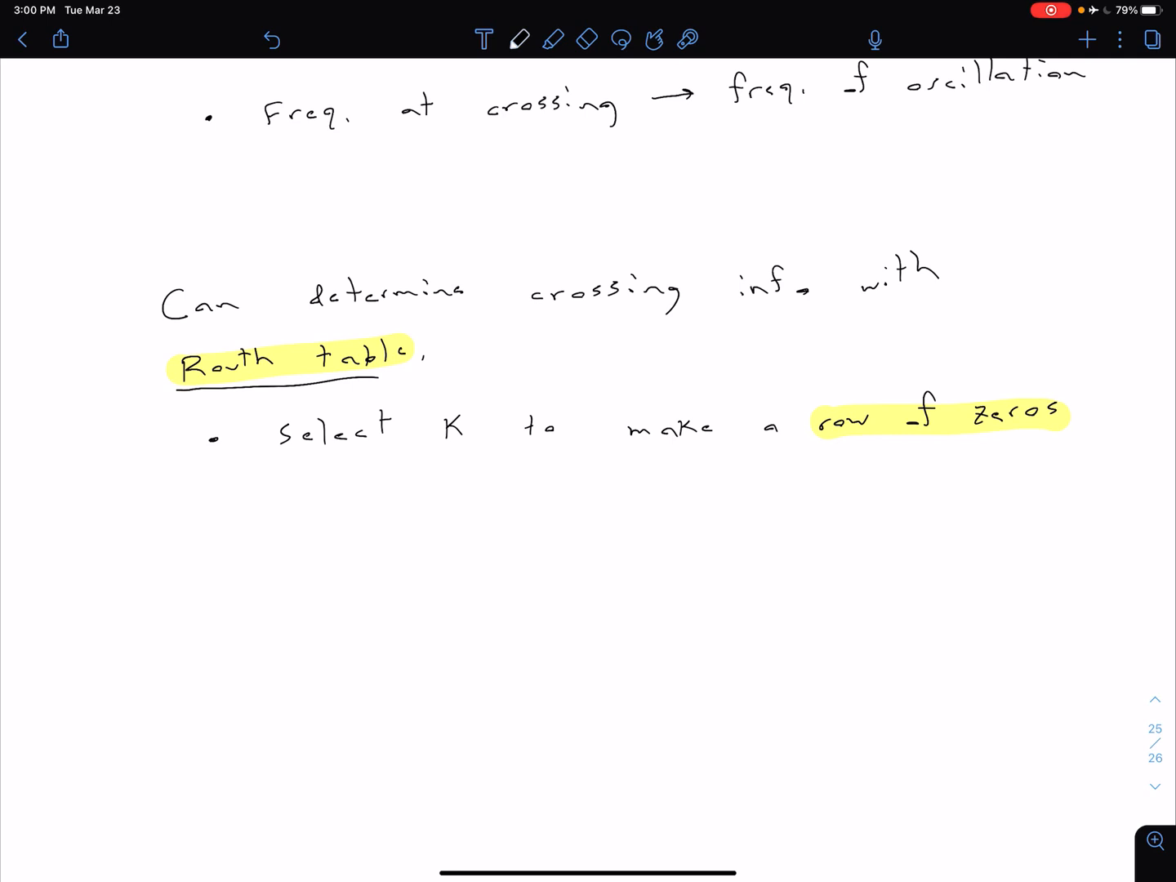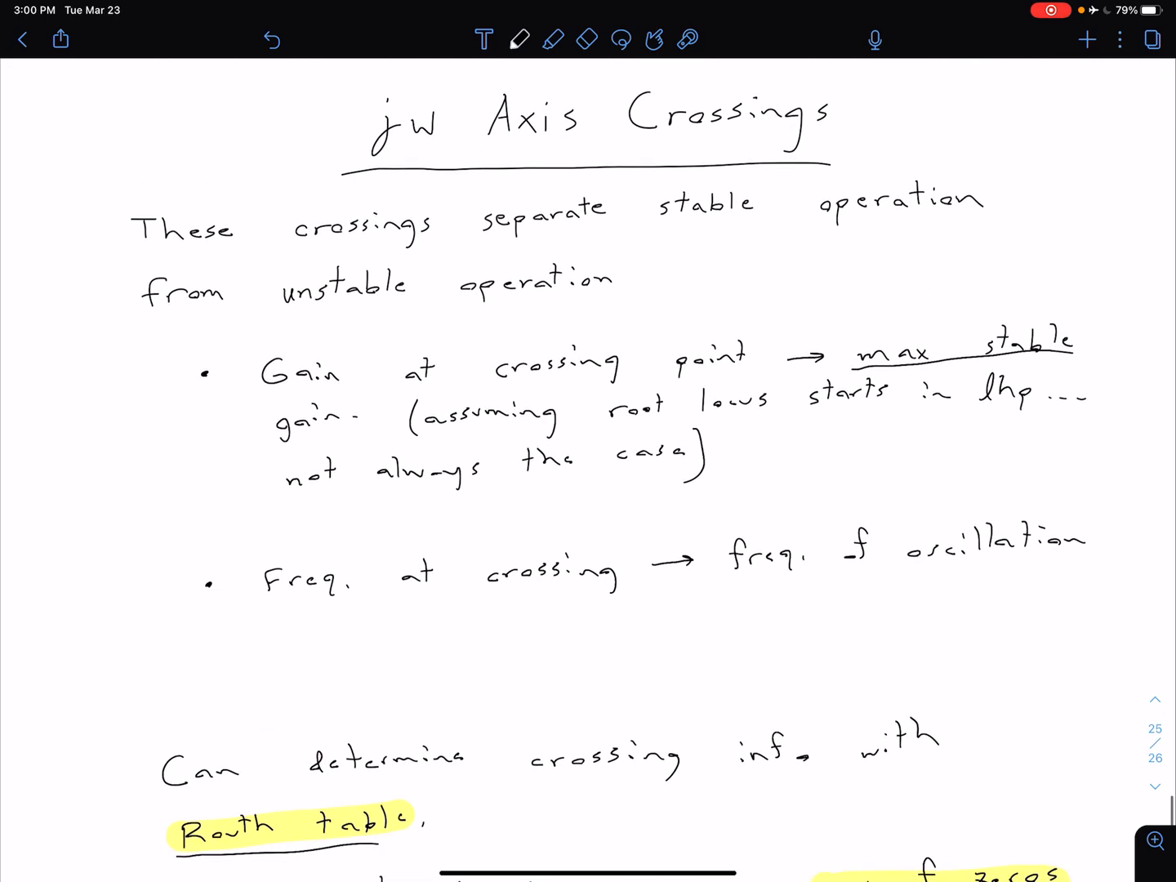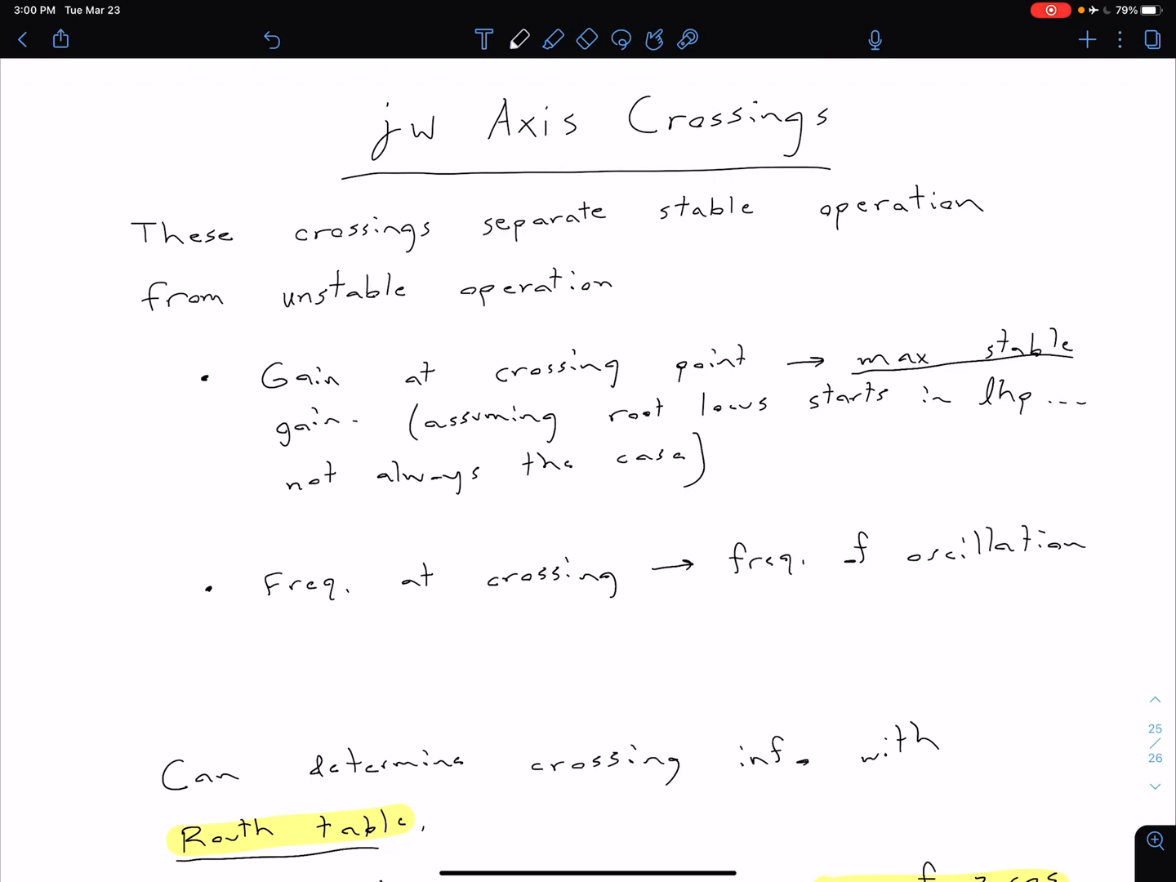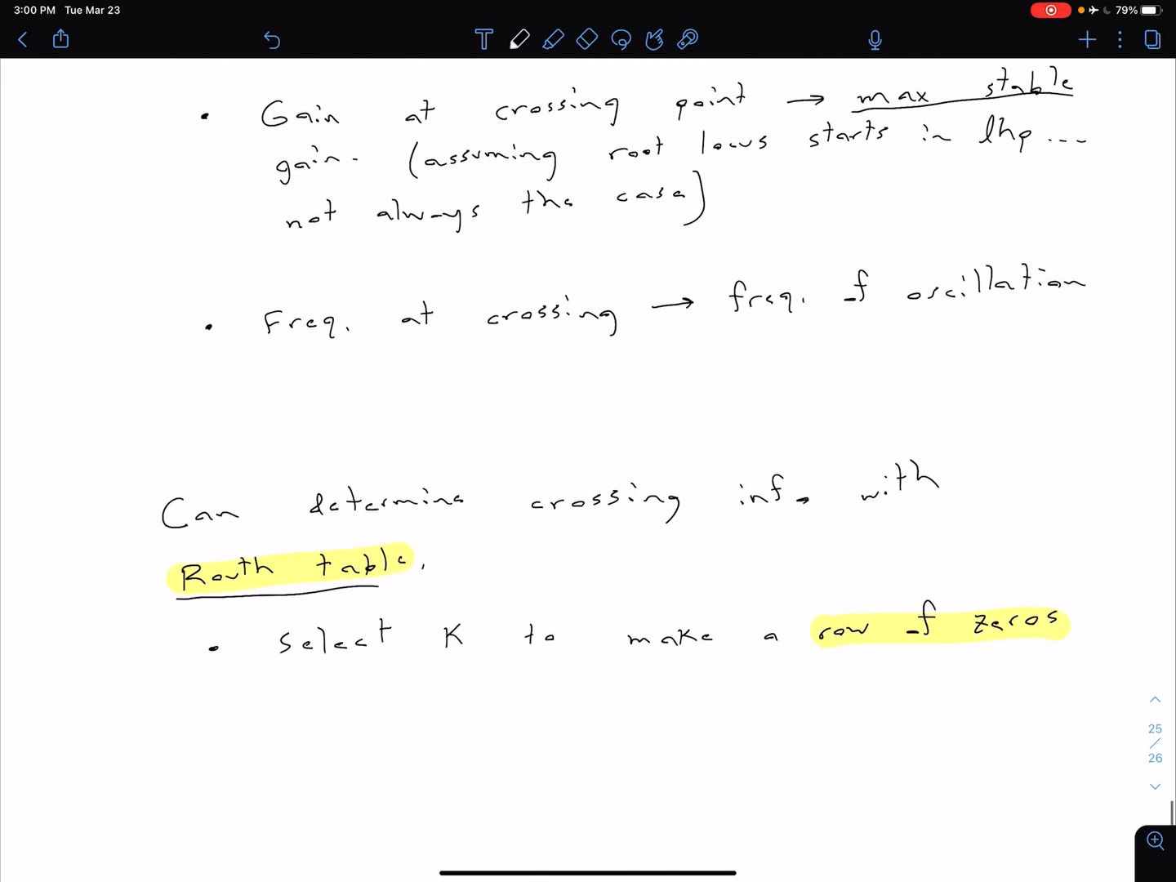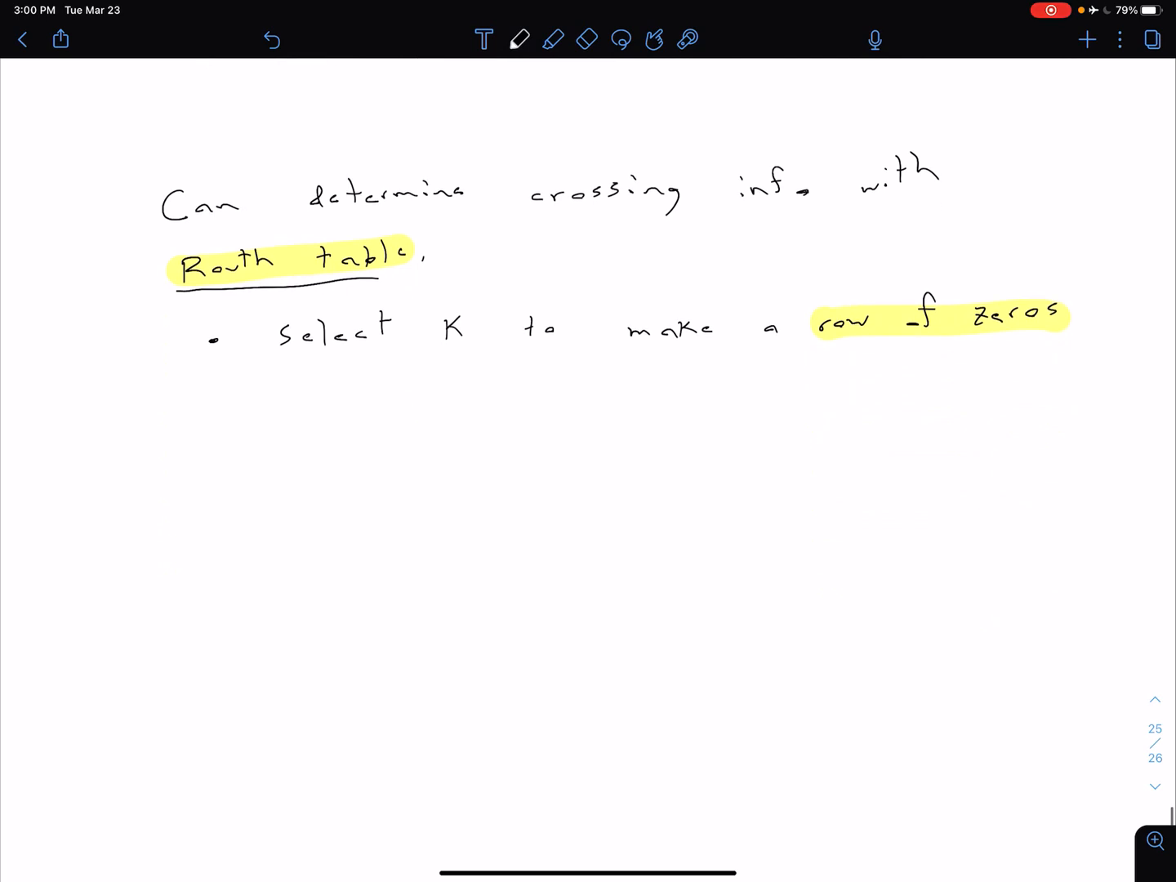We can adjust our gain value K to get that. Keep in mind, if we don't have a row of zeros, we have no possibility of j omega axis poles. We can have a row of zeros and still not have j omega axis poles, but in this case, if we know the shape of our root locus and we know it's crossing the j omega axis, we know there should exist some gain value to give us that. Once we figure out that K value from our Routh table, we can take that back to get our frequency of oscillation.